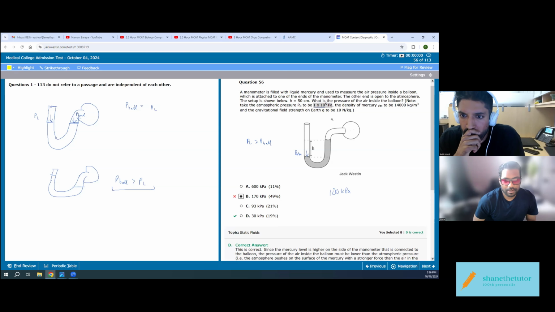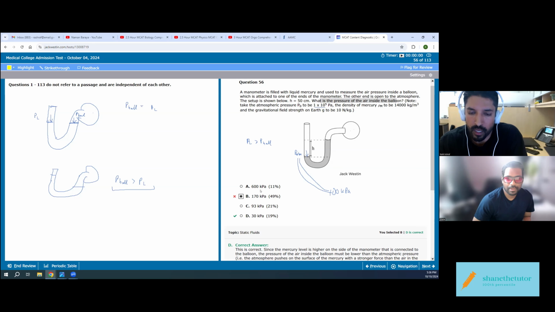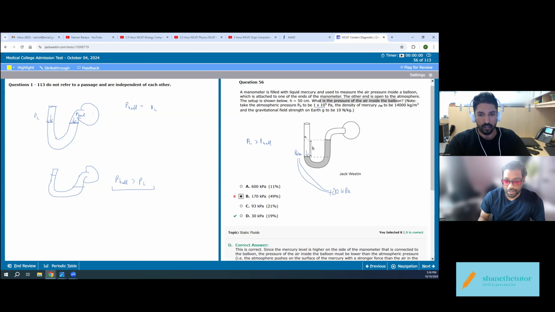So what can we eliminate? A and B. Wait, okay, so it's asking what the pressure in the balloon is, correct? Yeah, what is the pressure of the balloon? So A and B, because if it was higher, then this would be going up. Okay, yeah, I see what you're saying. Good. So right away we can get rid of A and B.